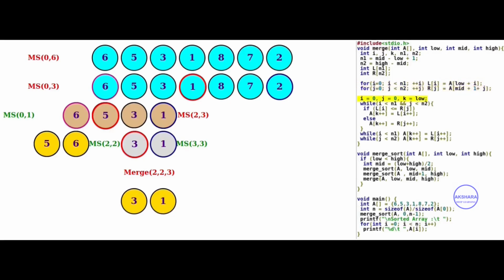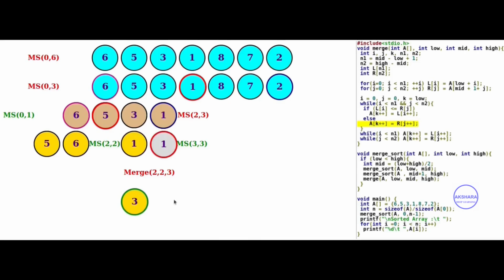Here K will be initialized with lower index and both I and J will be initialized with 0, I less than N1 and J less than N2. Here L of I is compared with R of J. Here R of J is smaller, so this statement will execute. R of J will be copied to A of K. Both J and K will be incremented. Now K is at index 3.